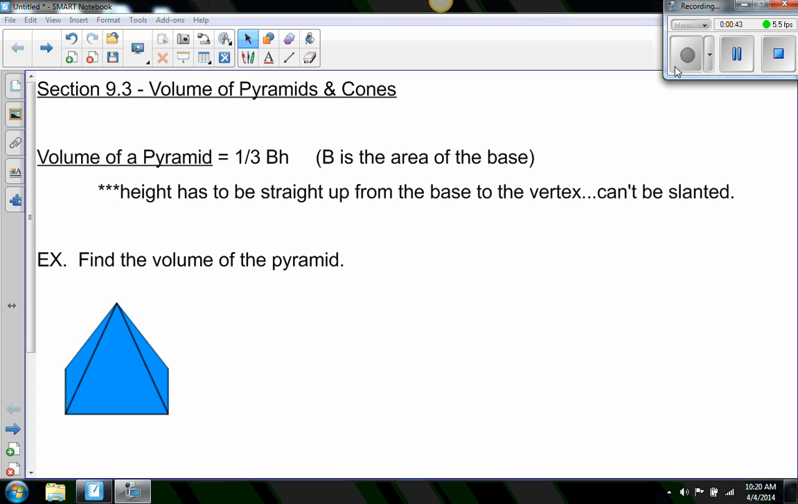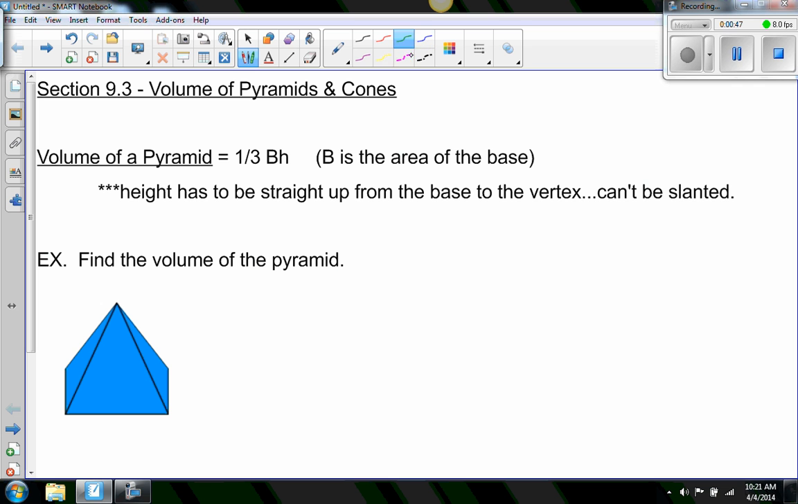One other thing to make sure of when you're trying to find the height is that it can never be a slanted side. The height has to be straight up from the bottom to the top, to the vertex. It can't be one of these slanted sides. That will not work.